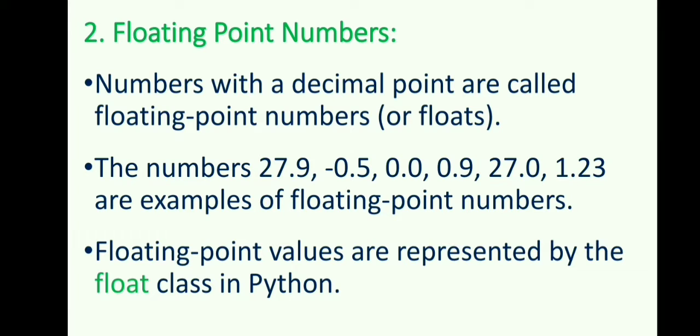Floating point numbers. Numbers with a decimal point are called floating point numbers or floats. Floating point numbers have a whole number followed by a decimal point and the fractional part. The numbers 27.9, minus 0.5, 0.0, 0.9, 27.0 and 1.23 are examples of floating point numbers. Even though the value 27 is an integer, the value 27.0 would be a floating point number. Floating point values are represented by the float class in Python.